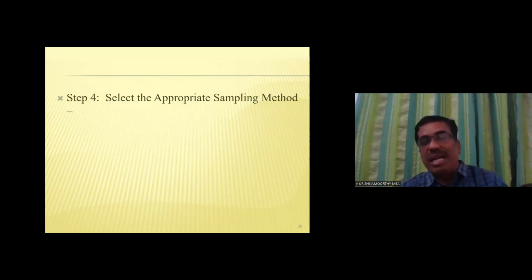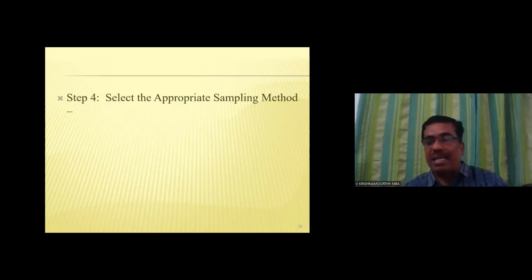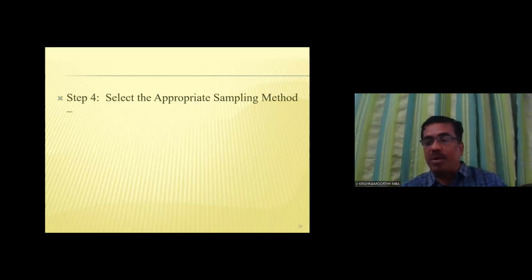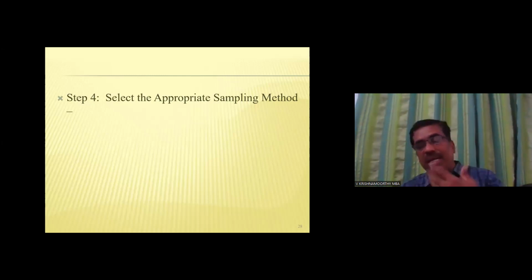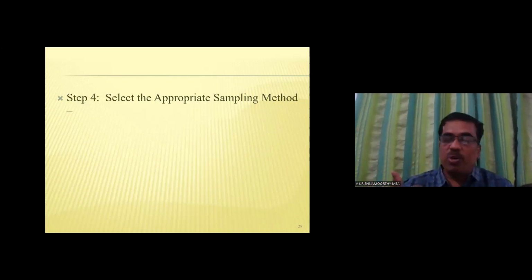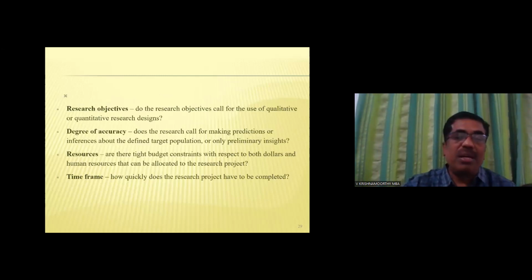Okay, so what is non-random sampling? In case of non-random sampling, all the population units will not have an equal opportunity of being selected as a sample. Let's take judgmental sampling, convenient sampling, quota sampling, snowball sampling. These things will come under non-probability sampling method. We are going to discuss them very elaborately. So we should select the appropriate sampling method.